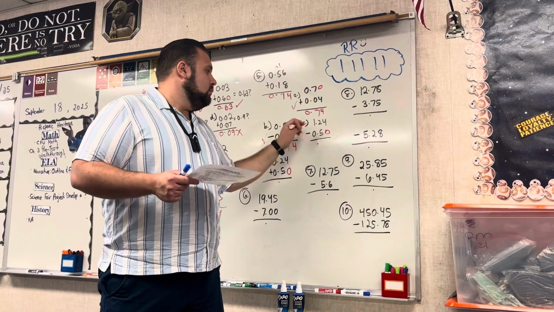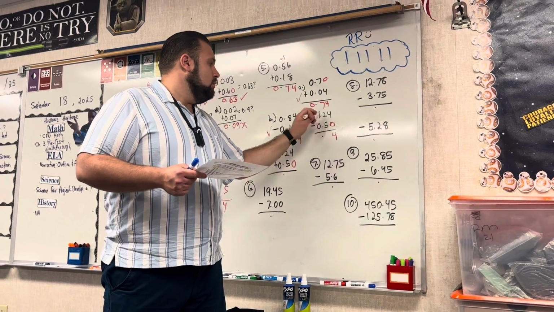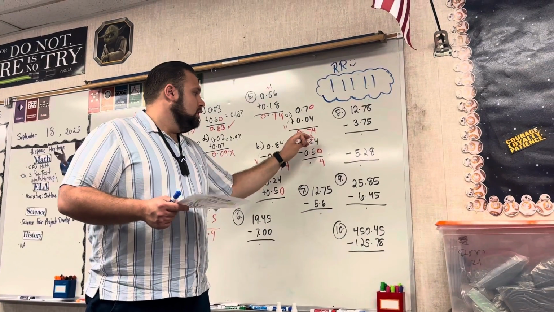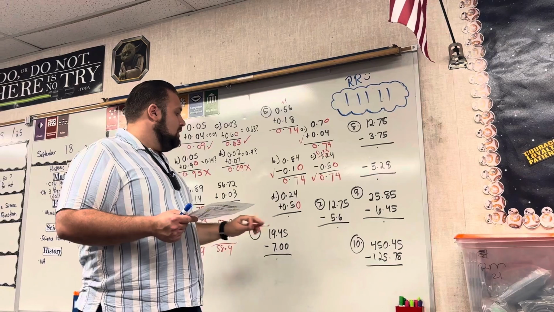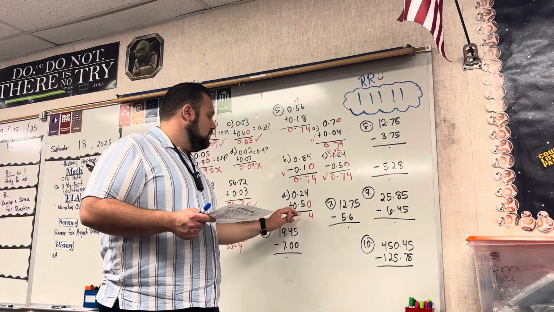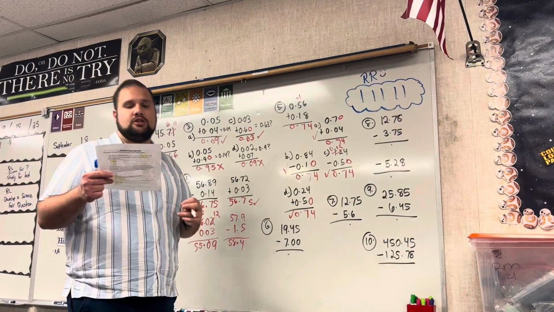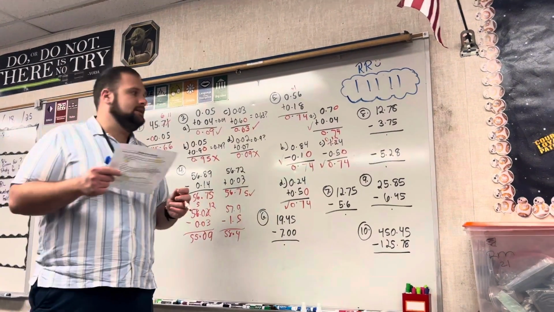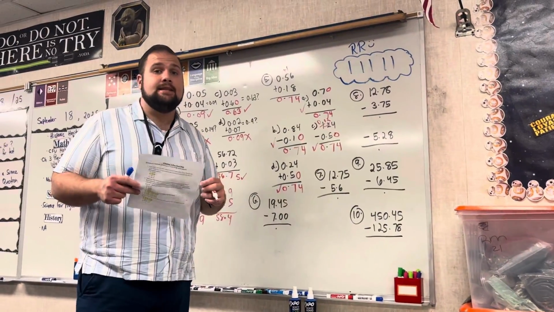For this one, 1.24 minus 0.5. 4 minus 0 is 4. We have to regroup here. 12 minus 5 is 7. So this one works too. And for D, 0.24 plus 0.5. 4 plus 0 is 4. 5 plus 2 is 7. That also equals 0.74. So your answers are A, B, C, and D. Okay? And if you have questions, write them down. We will go over this a second time.